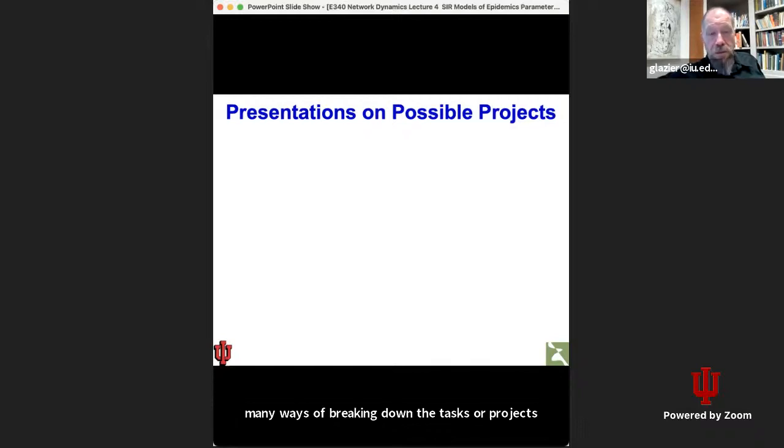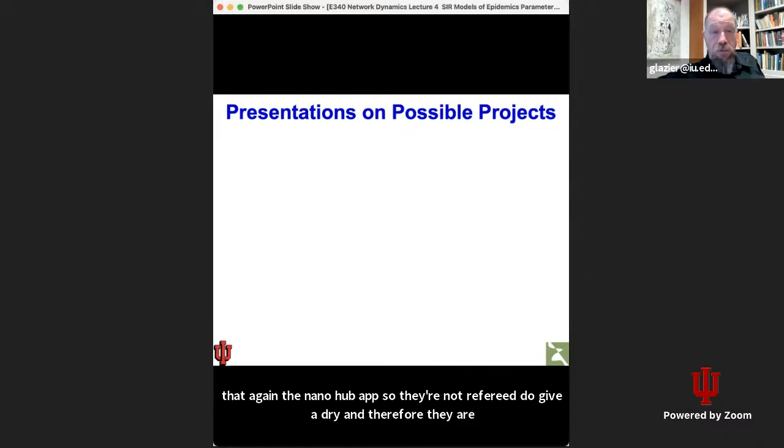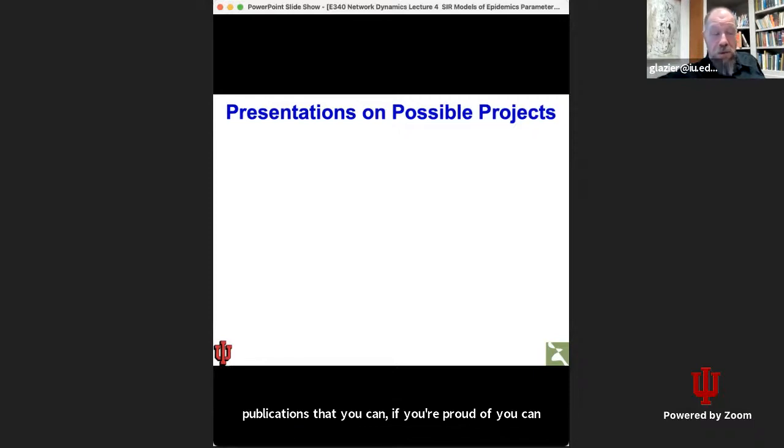And to really present this material well in a NanoHub app is a lot of work. Some of that work is the computation, but a lot of that work is thinking about how to present the material and explain it in a way that's interesting for people and that they learn from. And I'll remind you that, again, the NanoHub apps, while they're not refereed, do give a DOI, and therefore they are publications that you can, if you're proud of them, put on your CV for future employers or universities, and people see them because they're public.